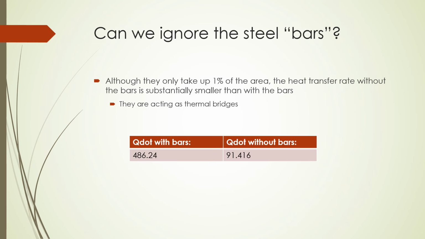Okay, so now, can we really ignore the steel bars? Well, although they only take up 1% of the area, the heat transfer rate without the bars is substantially smaller than with the bars. So pretty much they're acting as a thermal bridge. So Q dot with the bars was 486.24, and then you calculate it without the bars, that's 91.416. So that's a huge change. And obviously, if you need to calculate it with that and you forget it, your number's gonna be way off. So you cannot ignore the steel bars.